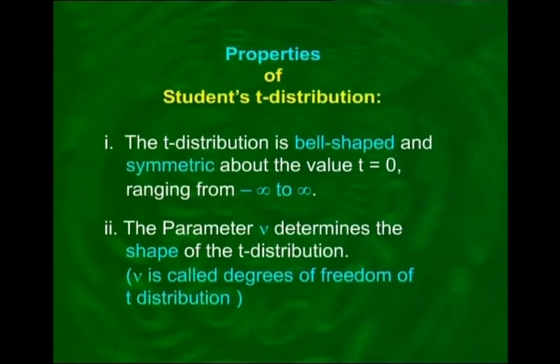To phir aap soch rahe honge ki isme aur standard normal distribution mein kya fark hai? Uska mean bhi to 0 hai aur wo bhi to symmetric aur bell-shaped hai aur wo bhi to minus infinity se infinity tak jati hai. Students, the difference is that generally speaking, the T distribution is wider than the standard normal distribution. And as you now see on the screen, the parameter nu is that quantity that determines the shape of the T distribution. Students, nu is called the degrees of freedom of the T distribution, and we find that as the degrees of freedom increase, the T distribution becomes narrower and narrower.